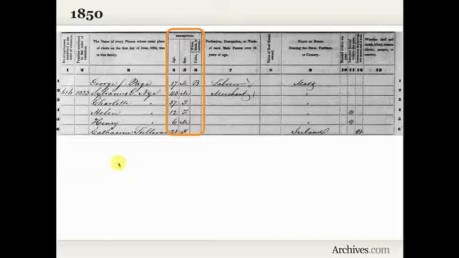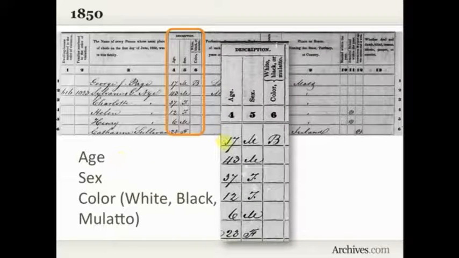We also have a description of the people living in this dwelling. We have their age, their sex, and their color. And in 1850, the census taker had three choices. They could list the person as white, black, or mulatto, which was often used to represent any sort of mixed race. For the purpose of the census, it was not necessarily a percentage of one race or the other. It was just that there was a mixed race person living in this household.